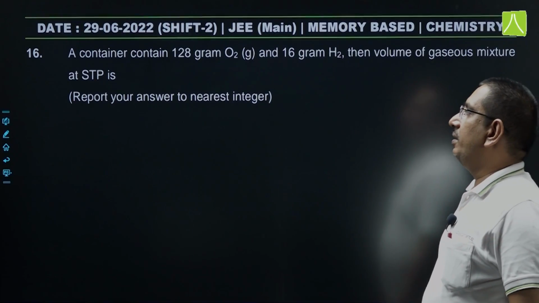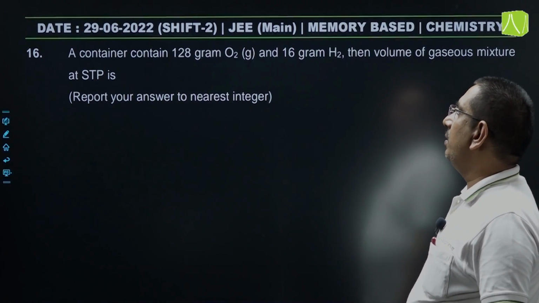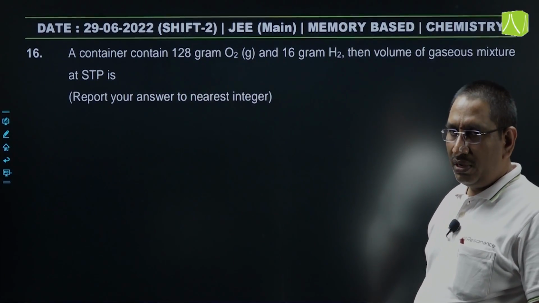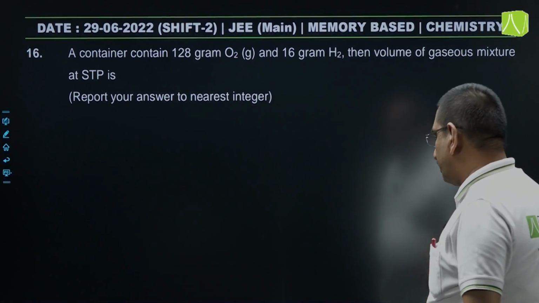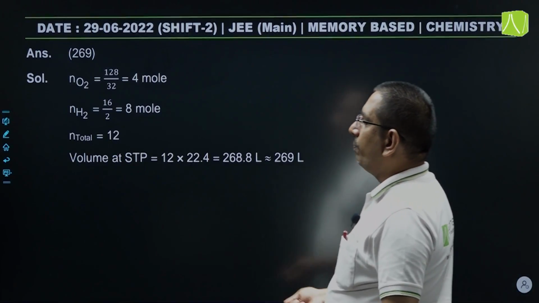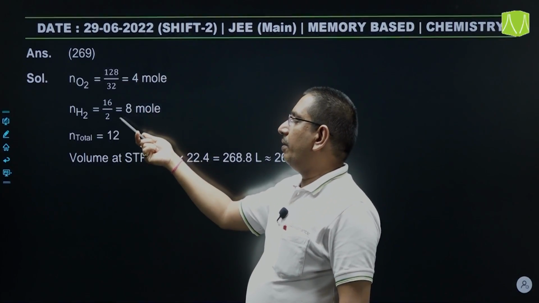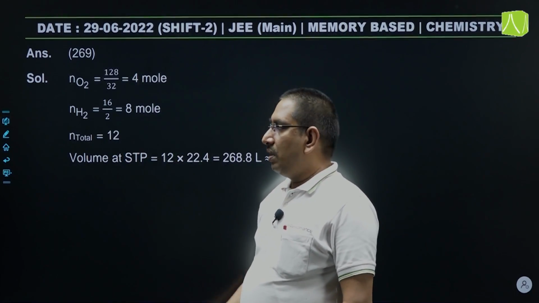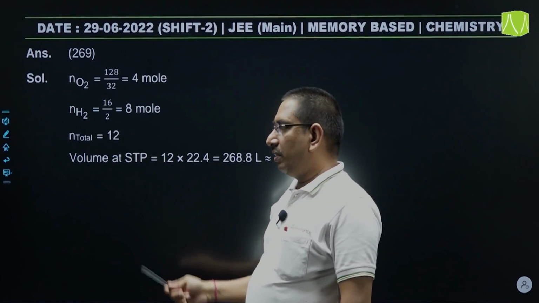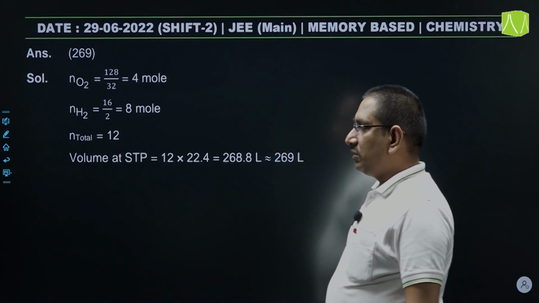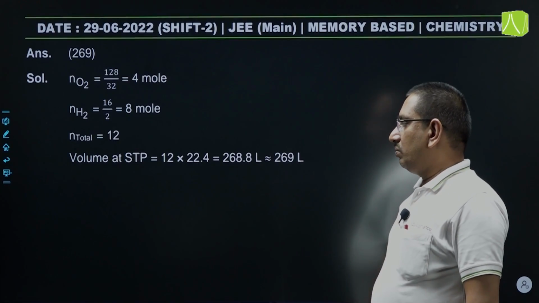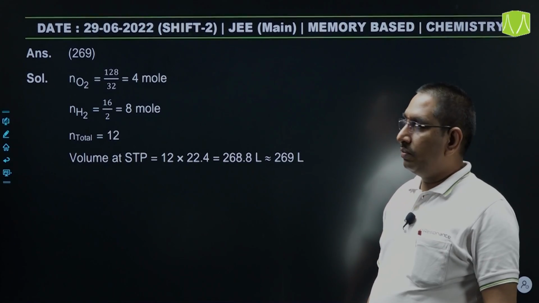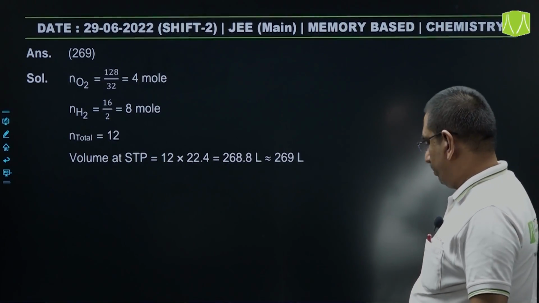Now, a container contains 128 grams of oxygen and 16 grams of hydrogen, then volume of gaseous mixture at STP is. This is the question from gaseous state. Now, here you calculate the number of moles of oxygen and number of moles of hydrogen, total moles is 12 moles. Now, if we calculate volume at STP, we multiply 12 into 22.4, it is giving 268.8 litres, it is approximately 269. So, answer is 269.